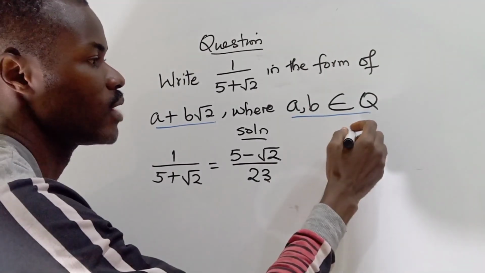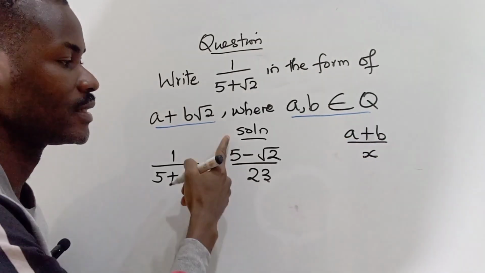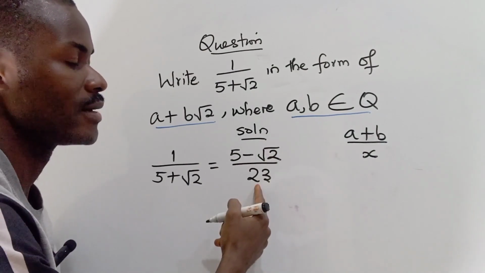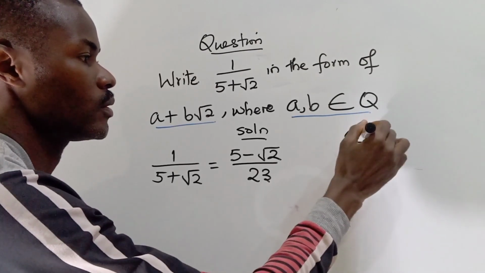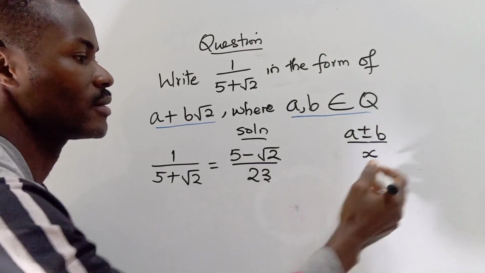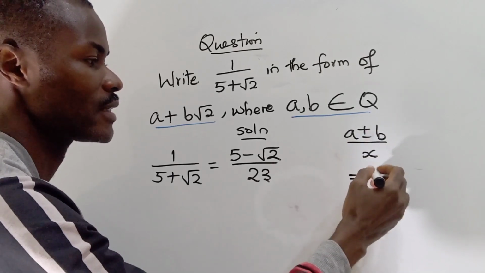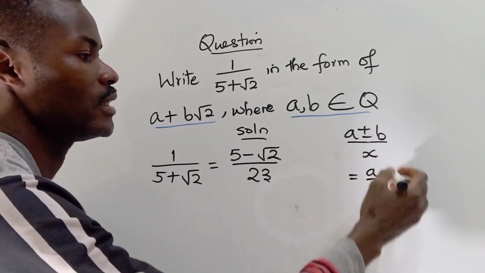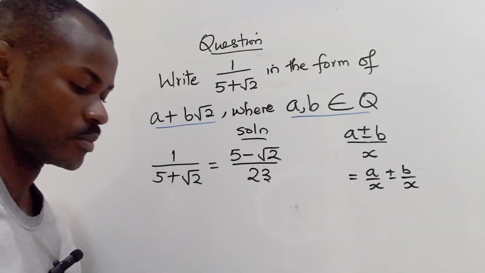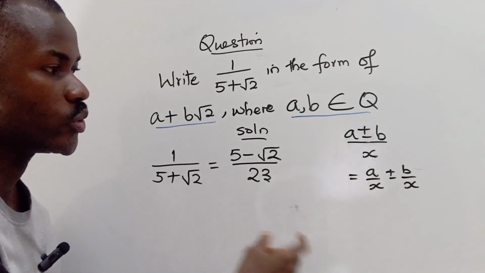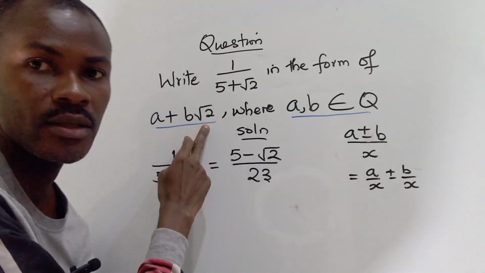Remember, in mathematics, if you have a plus b divided by x, just like you have here, let's say a plus b divided by x, it could be plus or minus. But here we have minus. So all you need to do is write this as a divided by x, then either plus or minus, then b divided by x. So we are going to use this understanding and apply it here so that we'll be able to write this in this form.